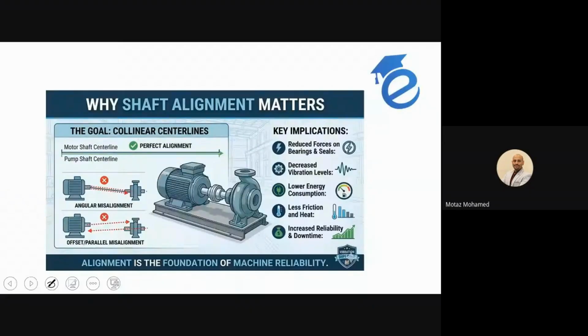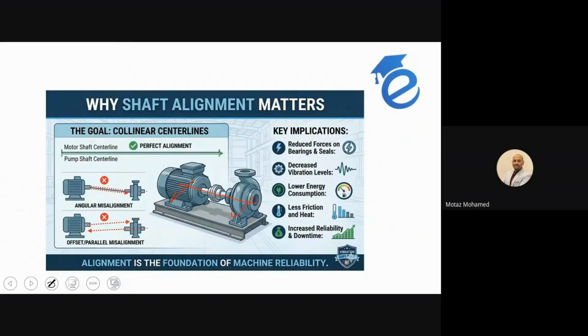And the last part in the course is shaft alignment. Of course, we know shaft alignment is very important. What I mean is you need to make these two shafts between driver and driven collinear together. But we have many factors affecting this collinearity.